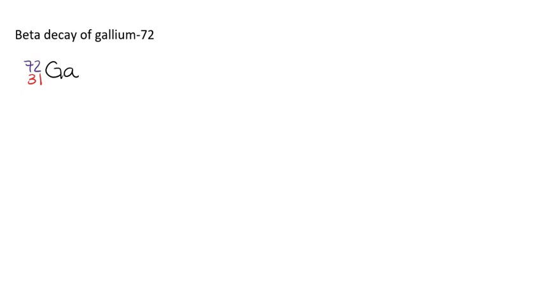Just like the alpha decay problem, I'm going to write the arrow, and then off to the side, I'm going to give myself some room for the isotope, and then off to the side, I'm going to write the symbol for the beta particle. The beta particle is a high-speed electron, so it has a mass of 0 and a charge of -1. Don't forget the negative sign. And then we're just going to write that symbol as beta.